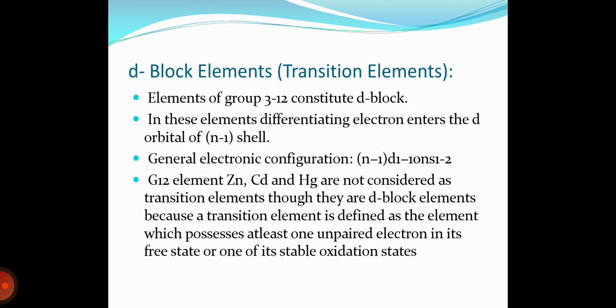Group 12 elements like zinc, cadmium, and mercury are not considered as transition elements. Thus, they are d block elements but not transition elements, because a transition element is defined as an element which possesses at least one unpaired electron in its free state or one of its stable oxidation states.